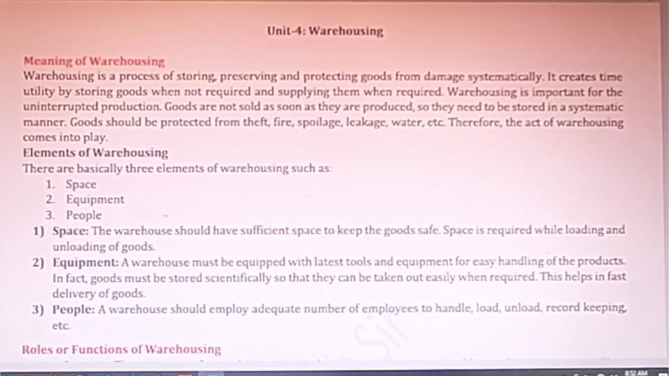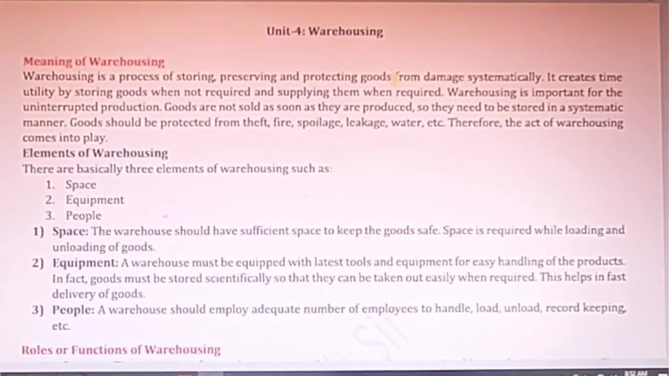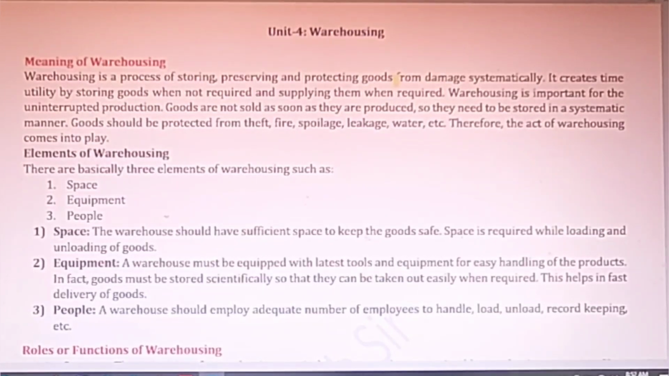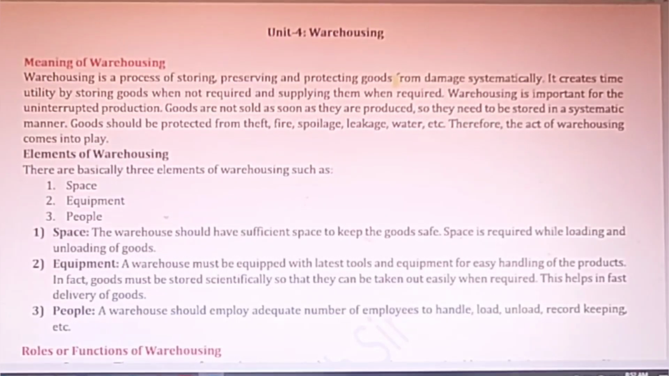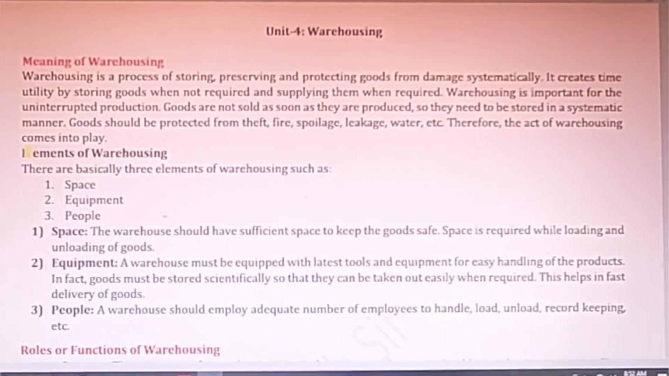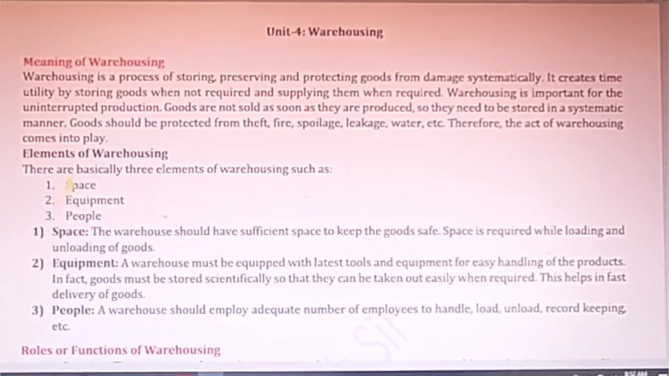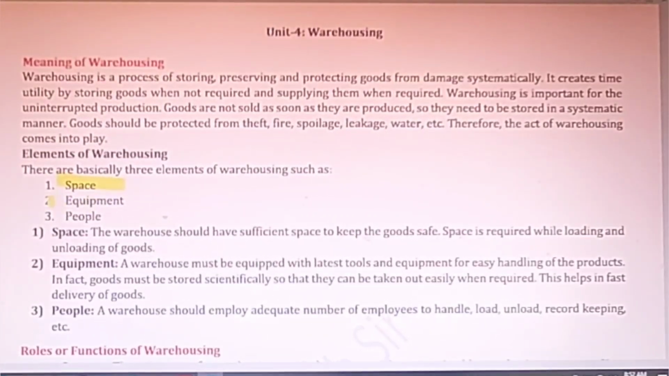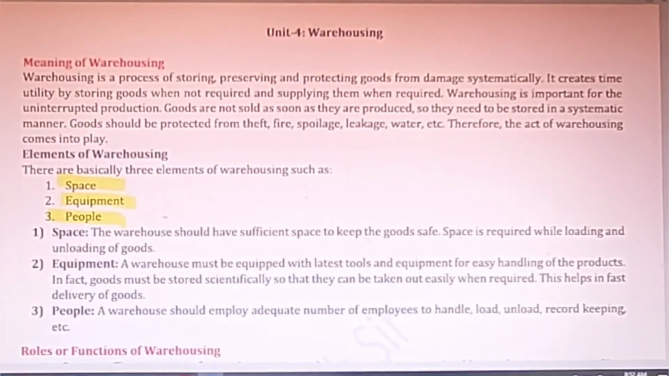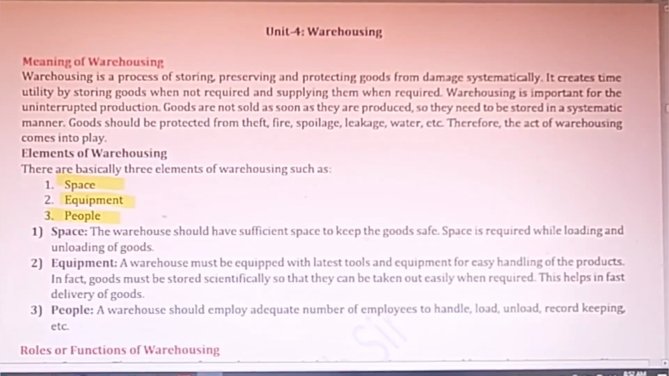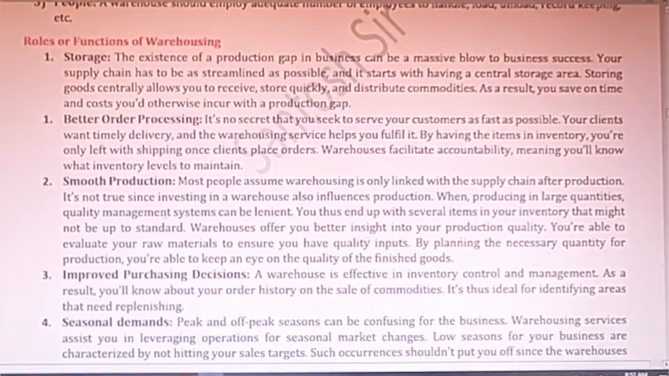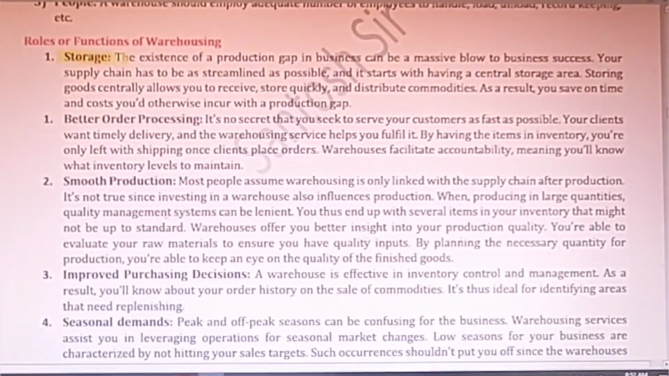Warehousing is storing, preserving, and protecting goods from damage, in very simple terms, and making the goods available in time, or supplying the goods as and when required by the customers. And basically, there are three elements of warehousing: space, where the goods can be stored properly; proper equipment to handle the goods; and well trained professional staff which can handle the warehousing activities.